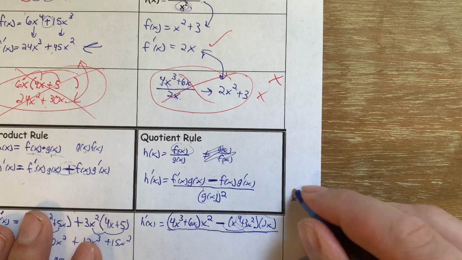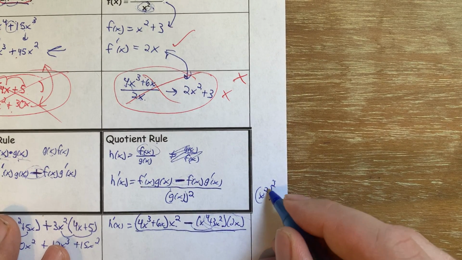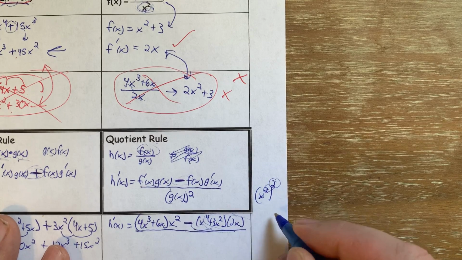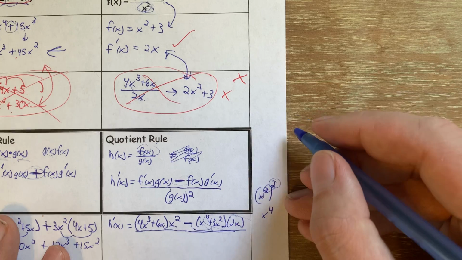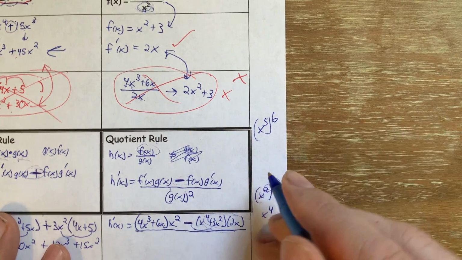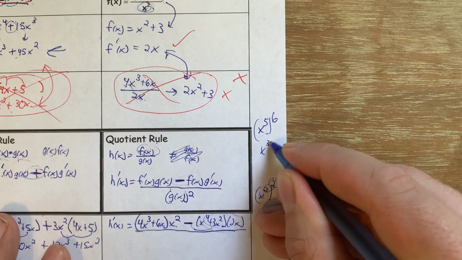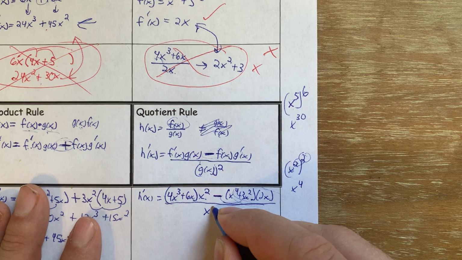So x squared squared. Remember the rule is when you do an exponent to an exponent, these multiply. So it's x to the fourth. Now this one, if you'd not known that rule, you still might have gotten it right. But let me do one like x to the fifth to the sixth power. This is x to the 30th power. Remember, if you have a power to a power, it multiplies. So this is x to the fourth.